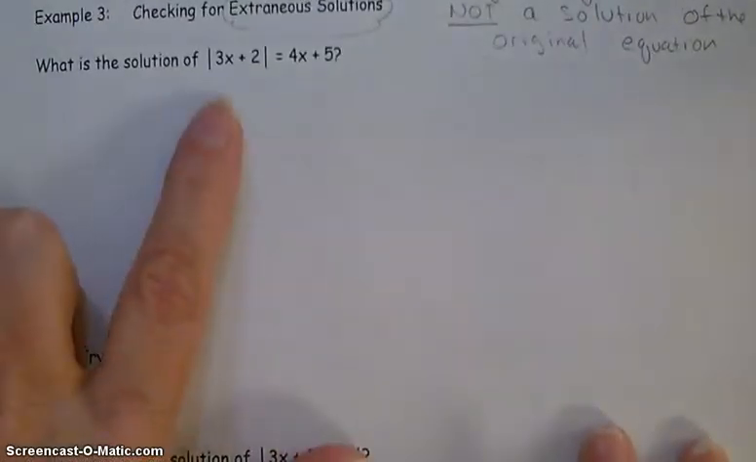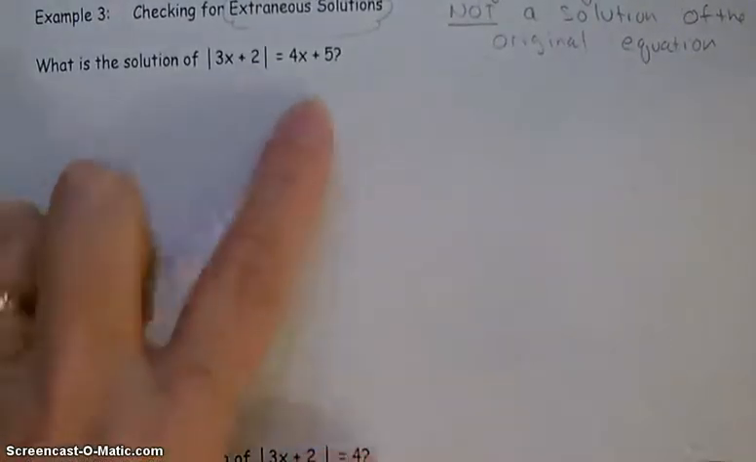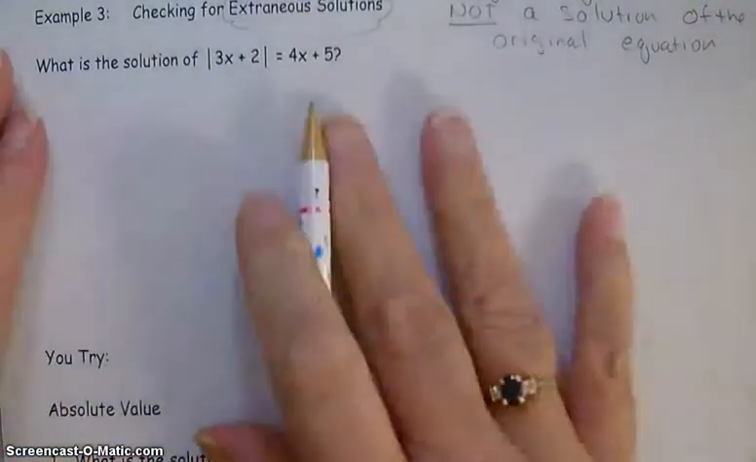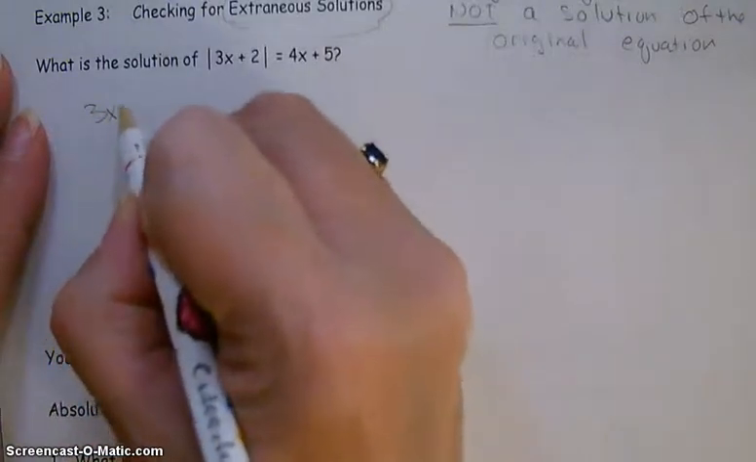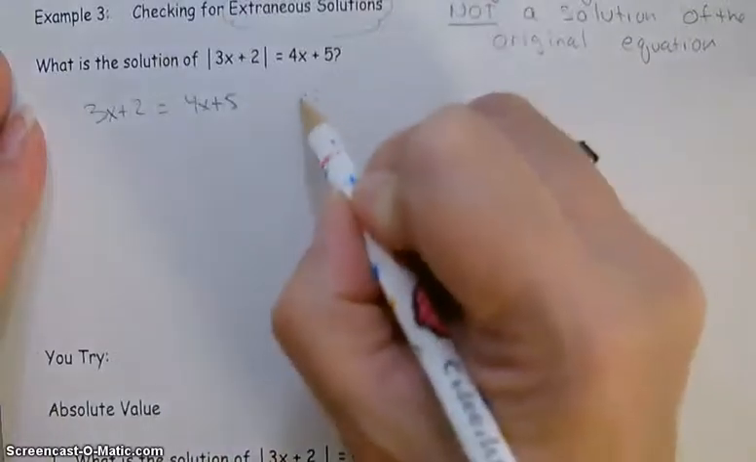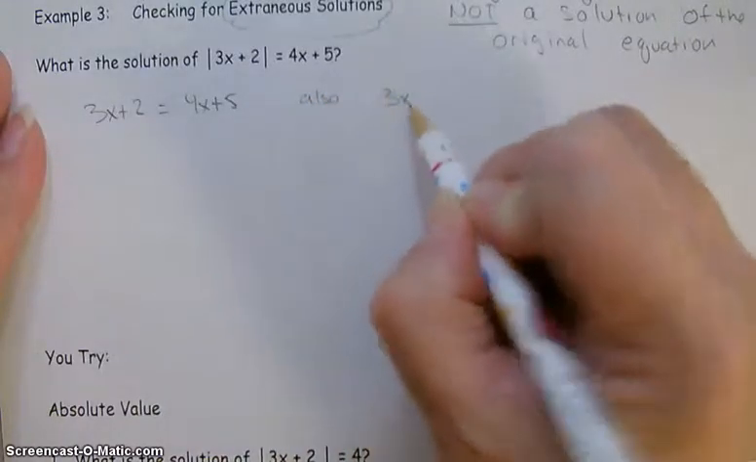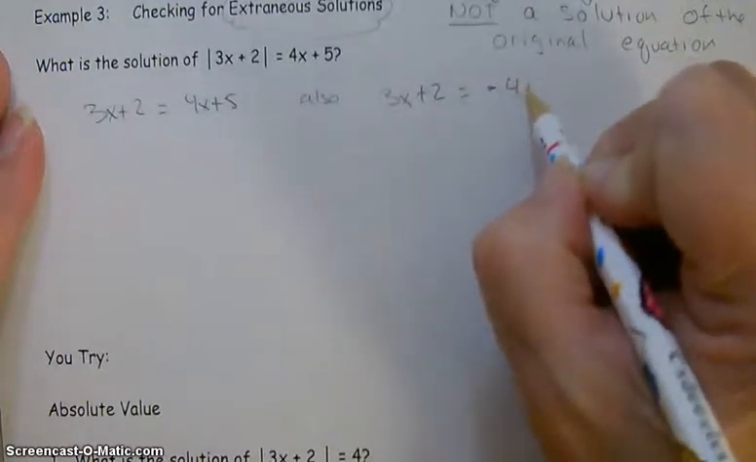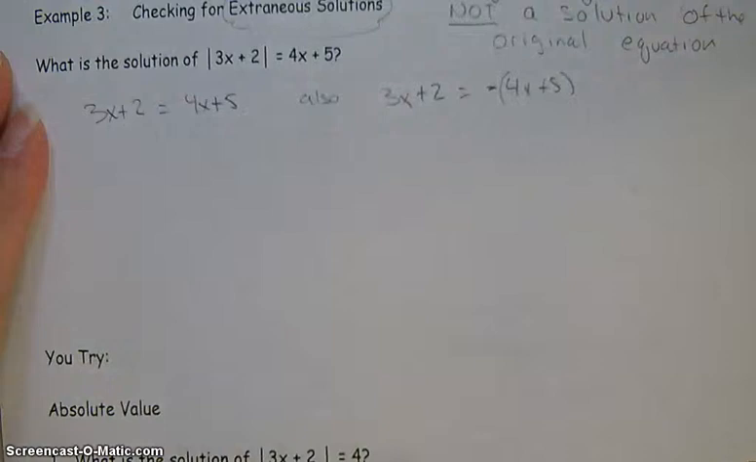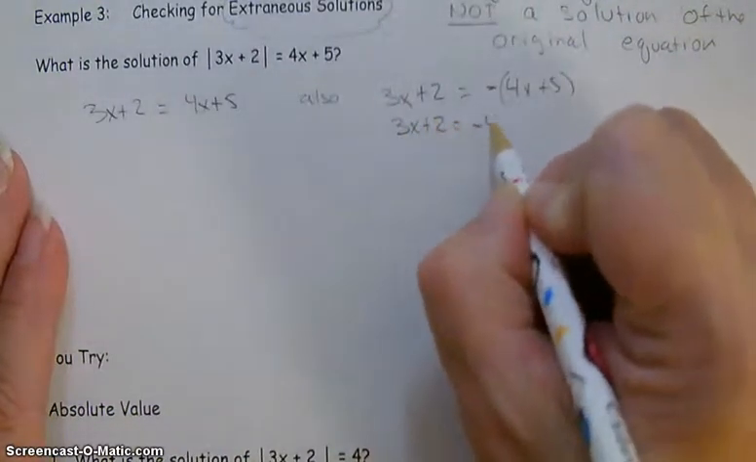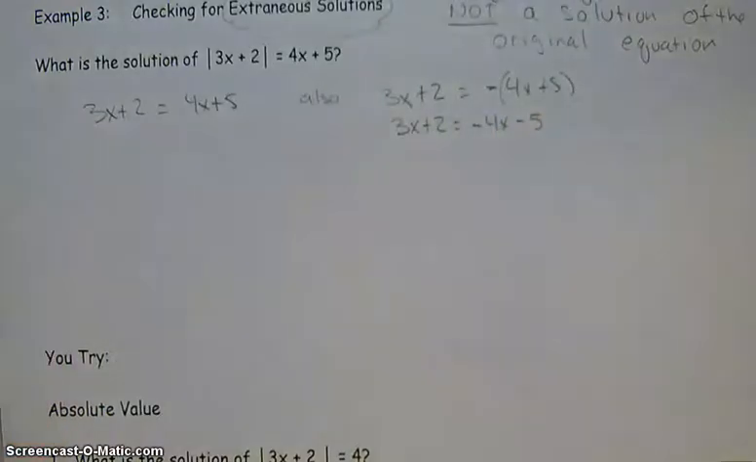So we have the absolute value of 3x plus 2 is equal to 4x plus 5. So again, we set these up, so this means that I'm going to have 3x plus 2 is equal to 4x plus 5. And then also I have to look at 3x plus 2 equal to negative 4x plus 5. Okay, we'll have to distribute that negative, so that will give me 3x plus 2 equals negative 4x minus 5. Alright, so again, we have two simple linear equations that we need to solve.